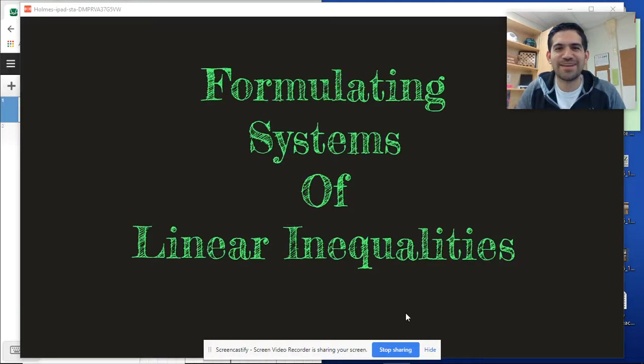Hi guys, today we're going to talk about how to formulate a system of linear inequalities. We're going to be looking at word problems and formulate inequalities to represent a shaded region. Then we'll talk about how you find a solution in that shaded region. Let's go ahead and get started. And let's see what happens.